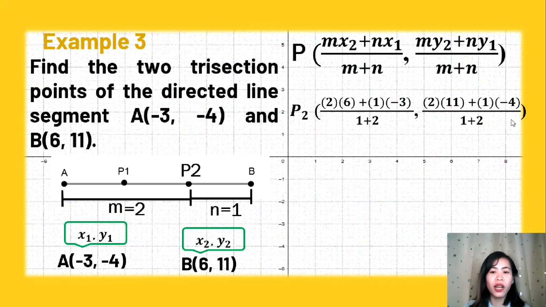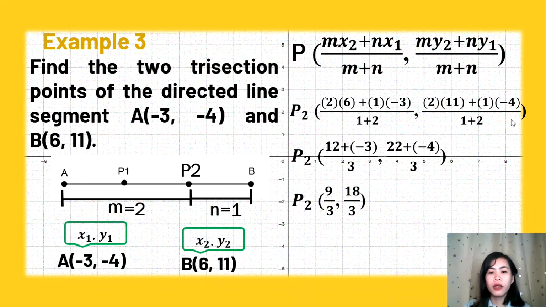Then, substitution lang ulit. We have 2 times 6 plus 1 times negative 3 all over 1 plus 2. For y value, we have 2 times 11 plus 1 times negative 4 all over 1 plus 2. Simplifying, we have 12 plus negative 3 over 3 and 22 plus negative 4 over 3. So, we have 9 over 3 and 18 over 3. So, for our P sub 2, we have 3, 6. So, ibig sabihin, ang coordinates ng 2 points na hinahanap natin, we have 0, 1, and 3, 6.